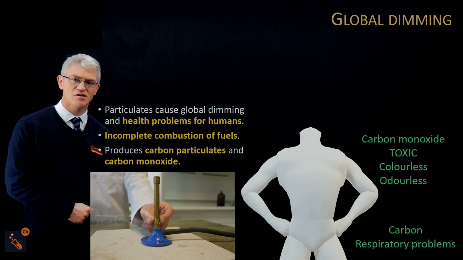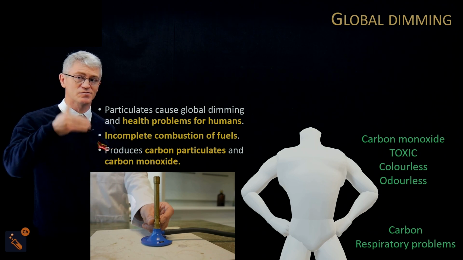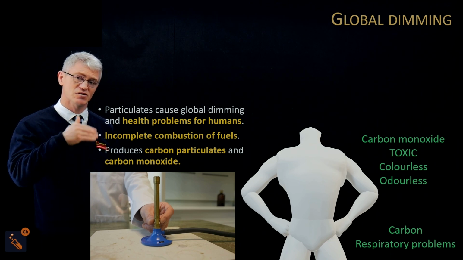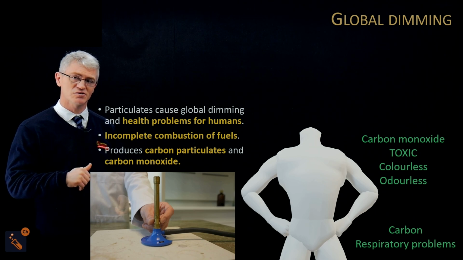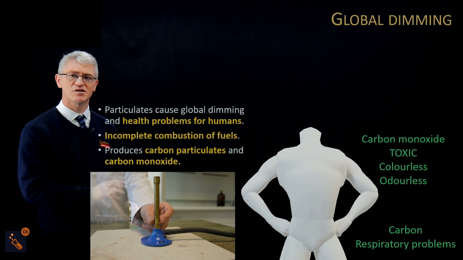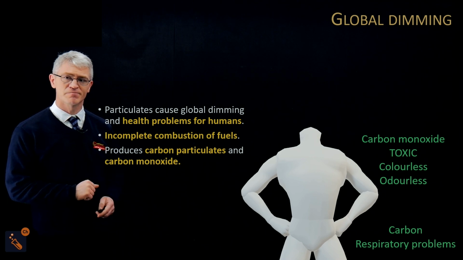So here I am in the lab showing you the Bunsen burner. You can see that the collar on the bottom of the Bunsen burner is completely closed. That's limiting the amount of oxygen in there, which means we get incomplete combustion. If you want to look at a full video on incomplete combustion, it's in Unit 7, under combustion. But the incomplete combustion of the fuels produces carbon particulates and carbon monoxide, okay? And we can show you the carbon that's produced in the next video.